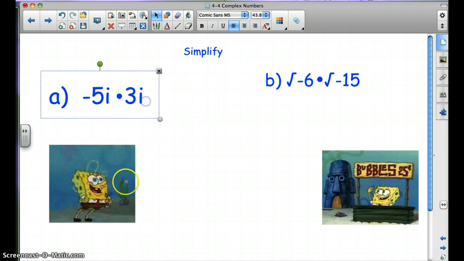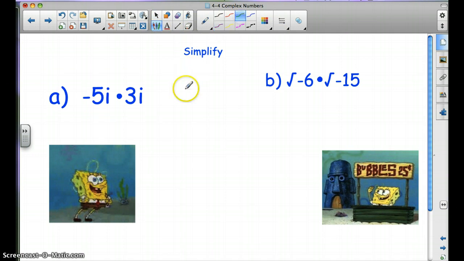Oh, this is one of my favorite SpongeBob episodes, the Bubbles one. Bring it around town. Love that one. Cracks me up.